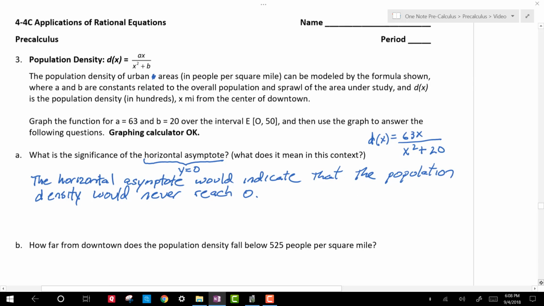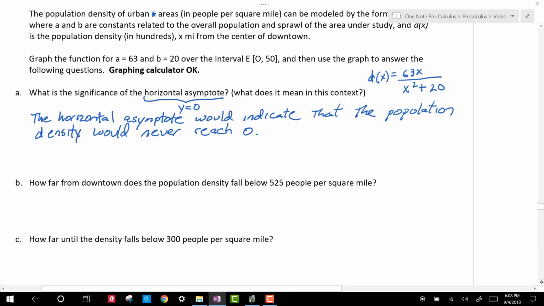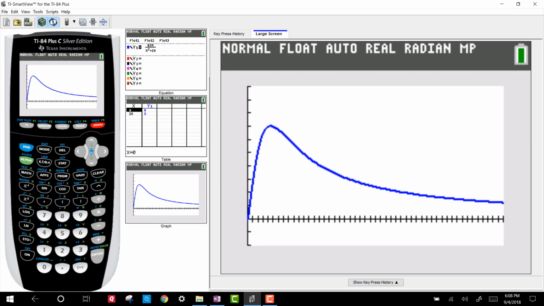Okay? Letter B says, how far from downtown does the population density fall below 525 people per square mile? Now, when we say 525 people per square mile, you have to remember the population density is in hundreds. So all these numbers we're looking at, when you look at your graph, we're only graphed up to a y value of, what does it look like, 1, 2, 3, 4, 5, 6, 7. But what that indicates is 700 people. The population density is 700 people. So again, we're in hundreds here.